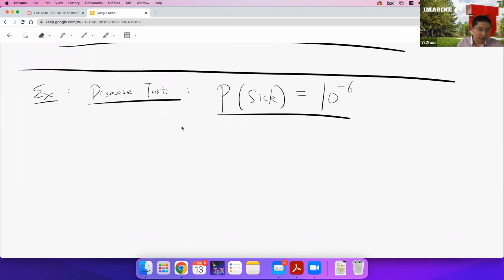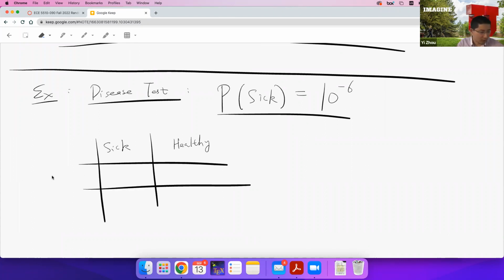And then this is the testing table for this disease. On one hand, we're looking at whether a person is sick or healthy. This indicates the condition of that person. On the other hand, these two rows indicate the testing results of that person, which could be testing positive or negative.